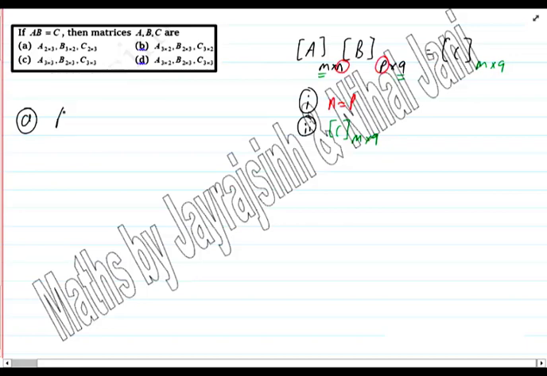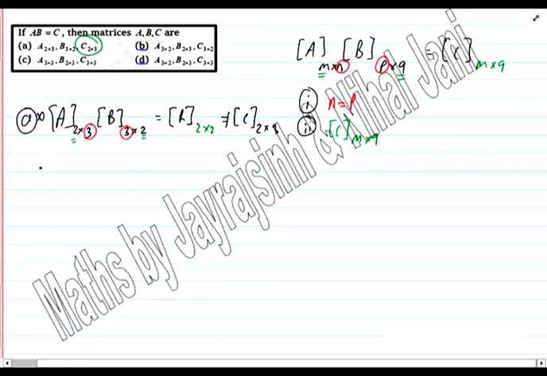The first one is A having order of 2 cross 3 and B having order of 3 cross 2. So here 3 and 3 are equal. So option A satisfies the first condition, but the resultant matrix should be of order 2 cross 2, which is not equal to the order of C, right? So option A is the wrong one.